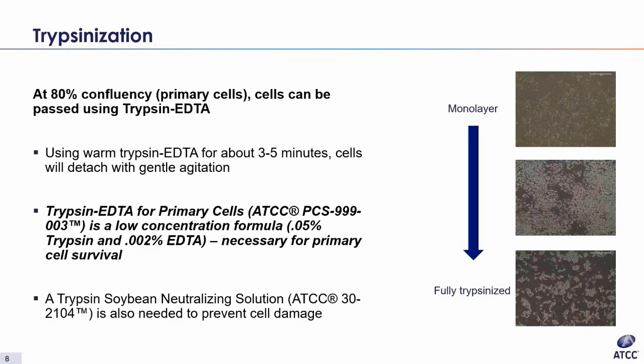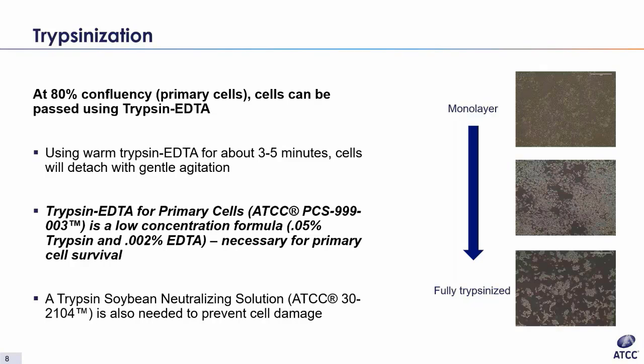So when you've reached 80% confluency, cells can be passaged with trypsin EDTA. Trypsin disrupts the proteins involved in attaching cells to the culture vessel. The figure on the right shows a progression of cells being trypsinized. At the starting point, we see cells attached as a monolayer.